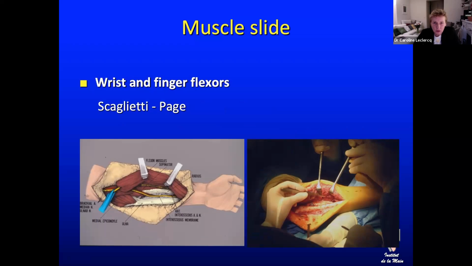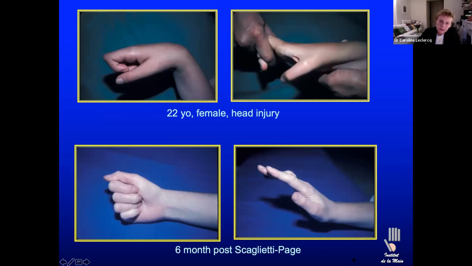Scaglietti-Page operation, the big forearm slide, named after Scaglietti, Italian surgeon, and Page, a British surgeon. Or maybe I'm wrong, and somebody will tell me he was American. Somebody will have to help me on that. And so you see this huge operation starting at the elbow and going all the way down the forearm and detaching everything from the skeleton. This is a big operation. It does give satisfactory results.